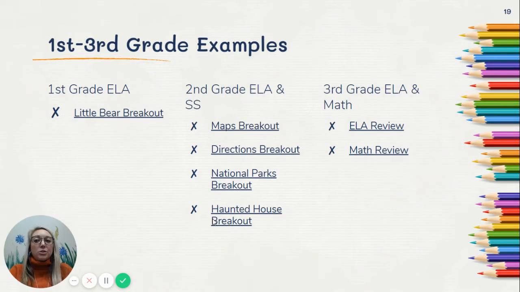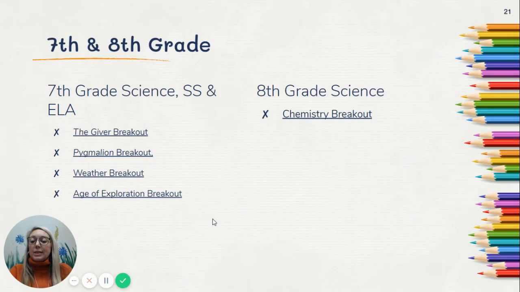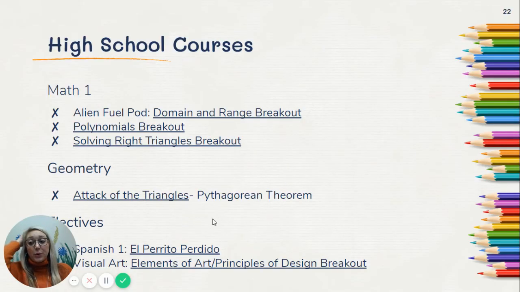On this first slide, you'll see our first through third grade examples. I've got first grade ELA, second grade ELA and social studies, third grade ELA and math. I've got examples for fourth grade social studies, math and ELA, fifth grade math and science, and sixth grade social studies and science. And then we've got seventh grade science, social studies and ELA, and then eighth grade science. And then I've got a few high school courses.